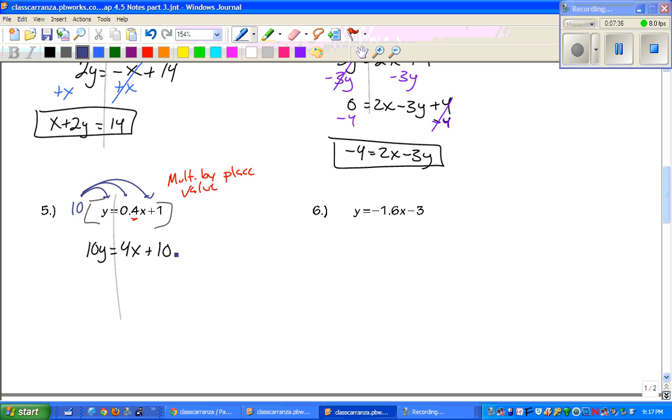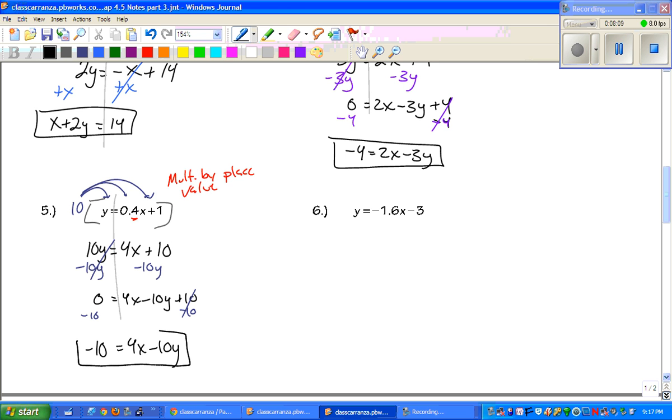What are we going to do? Well, x is positive, so I'm going to move the 10y. And we get 0 equals 4x minus 10y plus 10. And then you've got to get the number to the other side, so subtract 10 to both sides. Negative 10 equals 4x minus 10y. Okay, and let's see. A is positive, we have no fractions, and x and y are on the same side, so we are good.